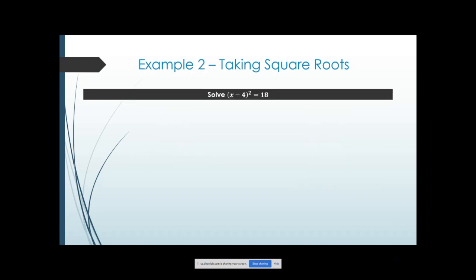Now this one is similar to that example 2 I did when we were factoring, because instead of just x squared, we have something in parentheses squared equals 18. So I'm going to rewrite this so that I can show I'm taking the square root of both sides, because I have something squared equals a number. The square and the square root cancel, and we have x minus 4 equals plus or minus the square root of 18, which doesn't come out to a whole number.